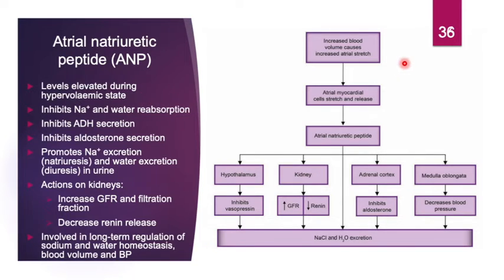Increase in blood volume will cause atrial myocardial cells to stretch, which will cause ANP to be released. ANP will inhibit the hypothalamus from releasing ADH. It will also increase GFR while decreasing renal secretion in the kidney. ANP will inhibit aldosterone secretion by the adrenal cortex. It also signals the medulla oblongata to decrease blood pressure. So all of this ANP action will lead to increased sodium and water excretion in the urine.